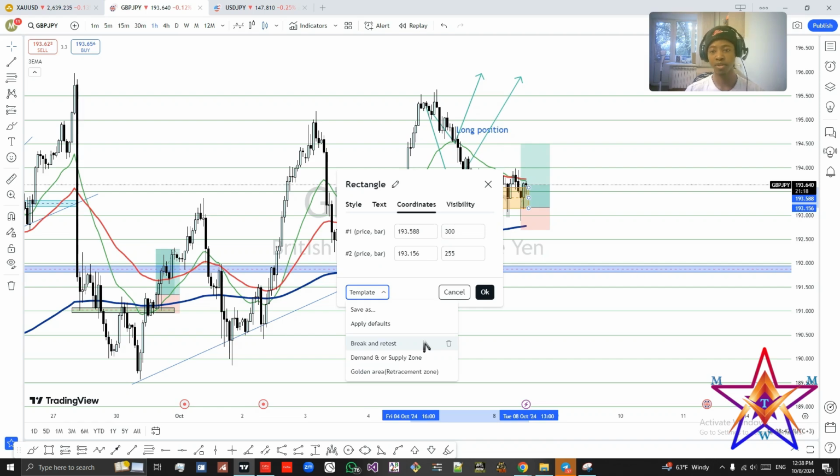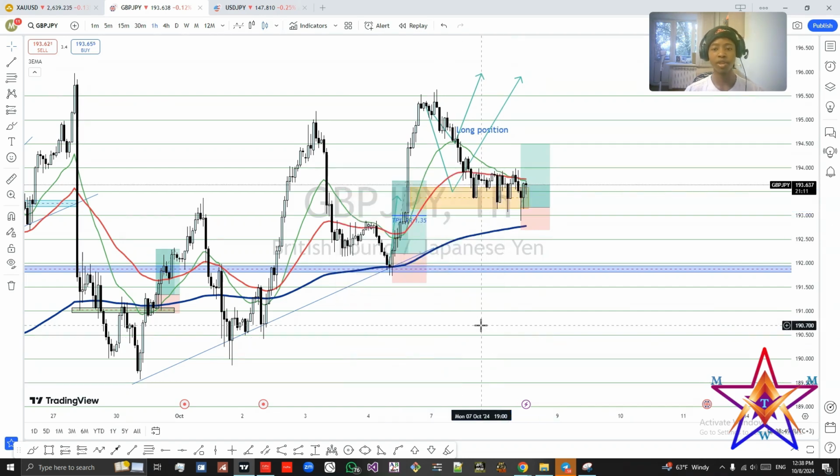So I'm just going to be showing you what made me enter this trade, right? Like this, the templates. What made me enter this trade? One, we were near the psychological level, right? Let me get back.